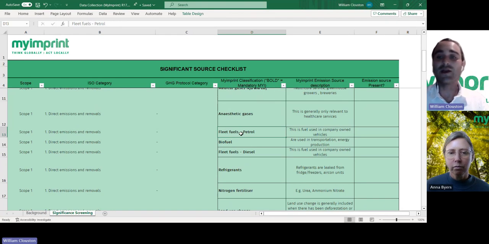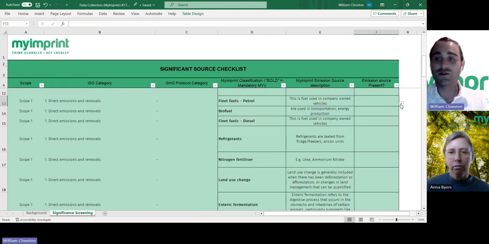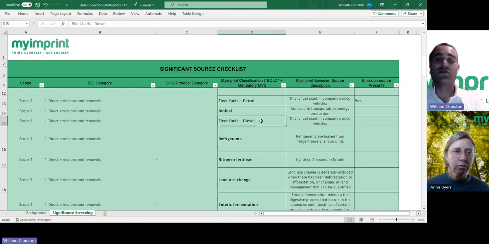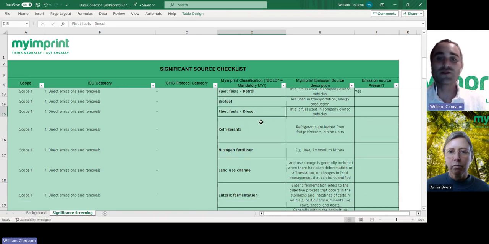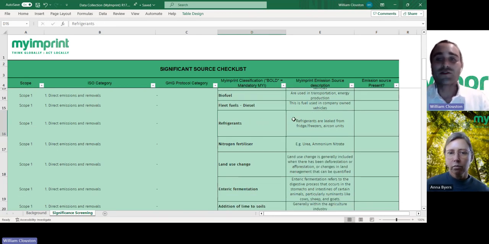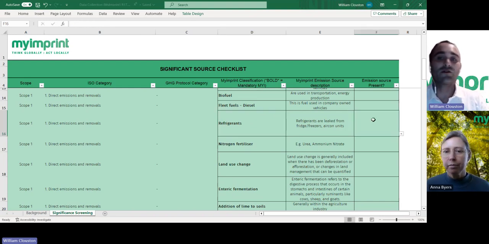Fleet fuels, you may have that one, and you can mark that as a yes. Biofuel, fleet fuels, that diesel, so that's diesel that's used in your vehicles. Refrigerants, so this includes refrigerants from fridge, freezers, and air conditioning units. It includes refrigerants from office fridges as well. So this one you may likely have.